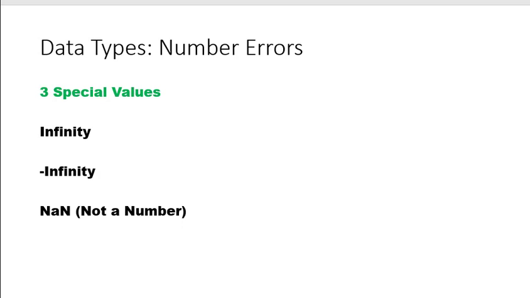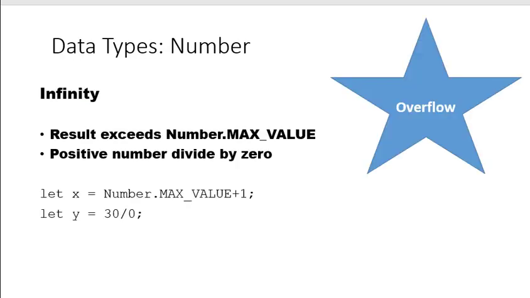When an error occurs as a result of some mathematical operation, JavaScript does not raise any error or exception. Rather, it returns a special value. These values can be Infinity, negative Infinity, or NaN. NaN stands for not a number. So you can check the result to make sure it is a valid value. The Infinity value is set when there is an overflow. It happens in two scenarios. First is when the result exceeds the maximum value for a number. Second is when a positive number is divided by 0.